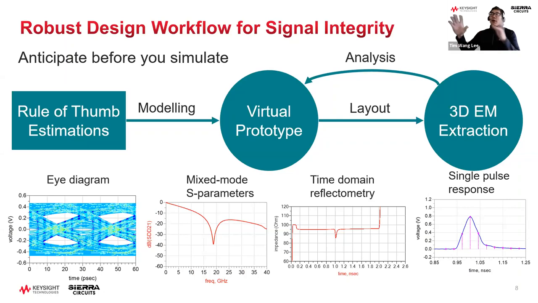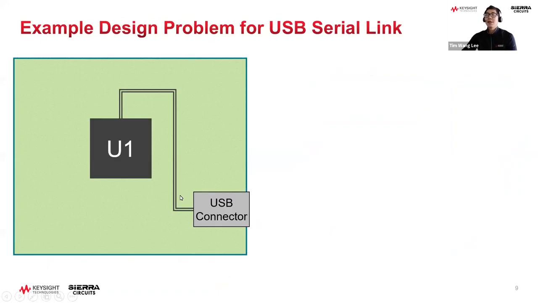And with all of this, it's very important to anticipate before you simulate. It's very easy to just press the simulate button or to look at a measurement. But as engineers, we need to know what we're going to see before we simulate or before we measure it. That's the other thing that is going to be important today: anticipate before we perform a simulation or a measurement. Here is an example we're going to walk through today.